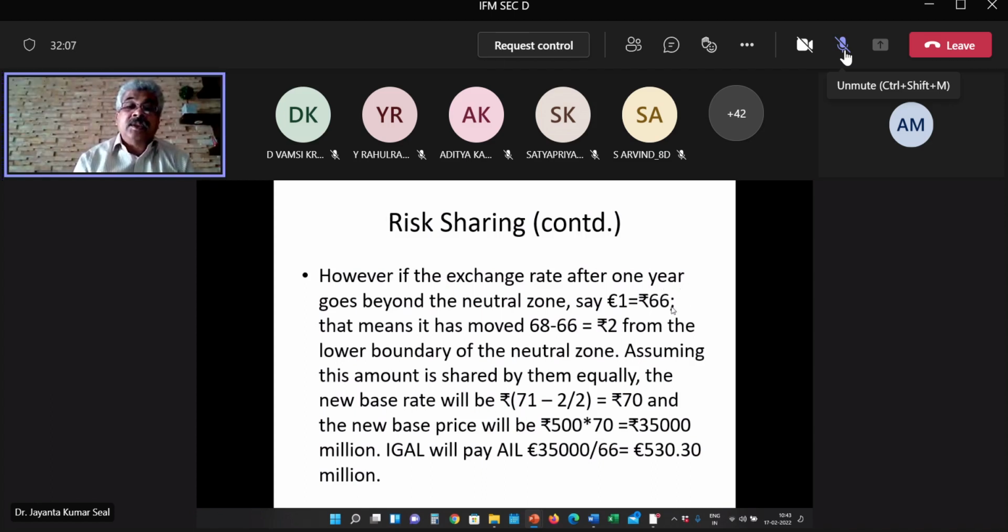So if the profit is shared 75% by Indigo, out of 2 rupees of profit, Indigo will get how much? 1.5. So the new base rate will be 71 minus 1.5, that will be 69.5. Base price will be 500 into 69.5. That is the amount Indigo will be paying.